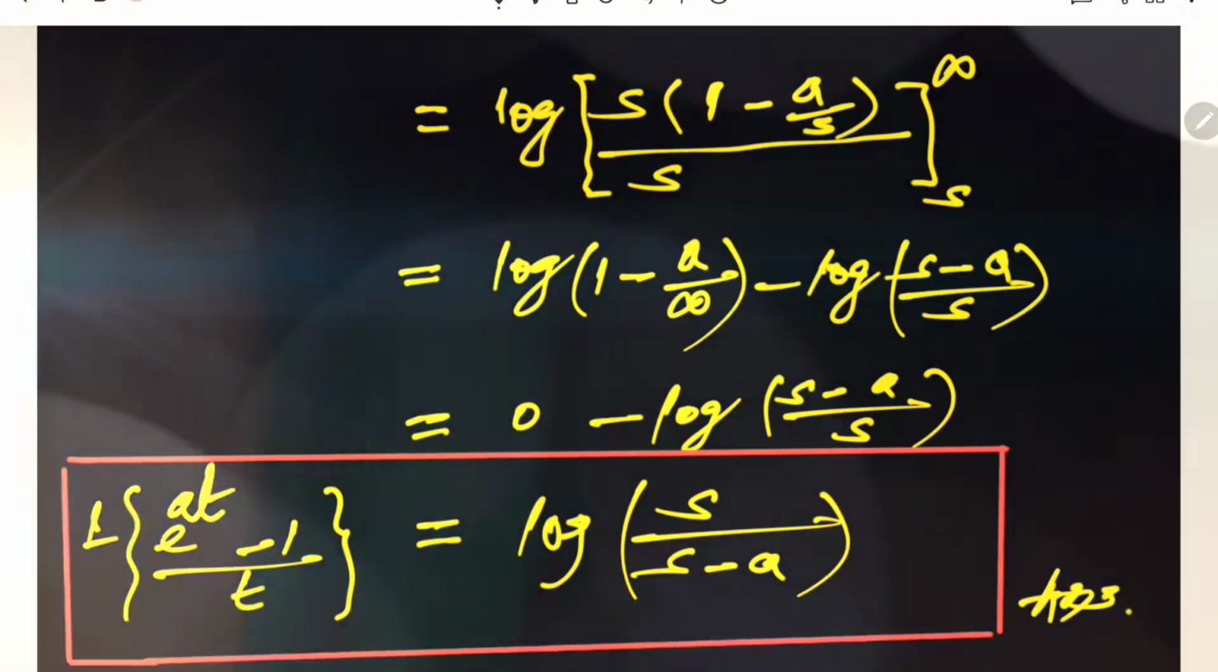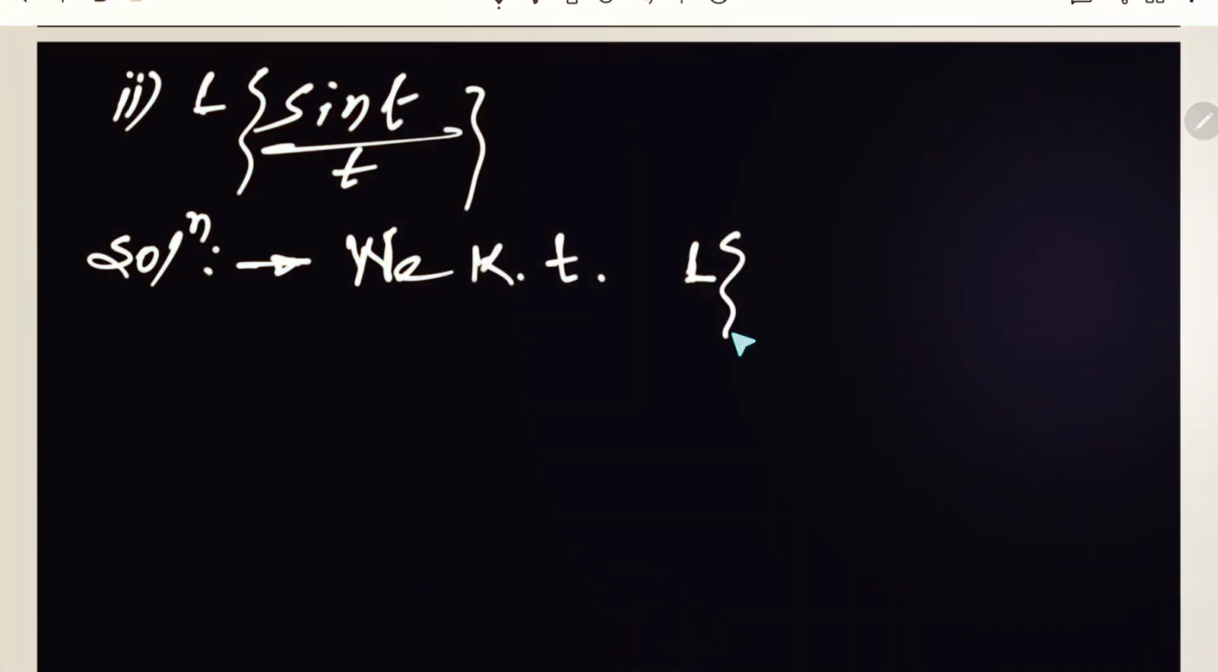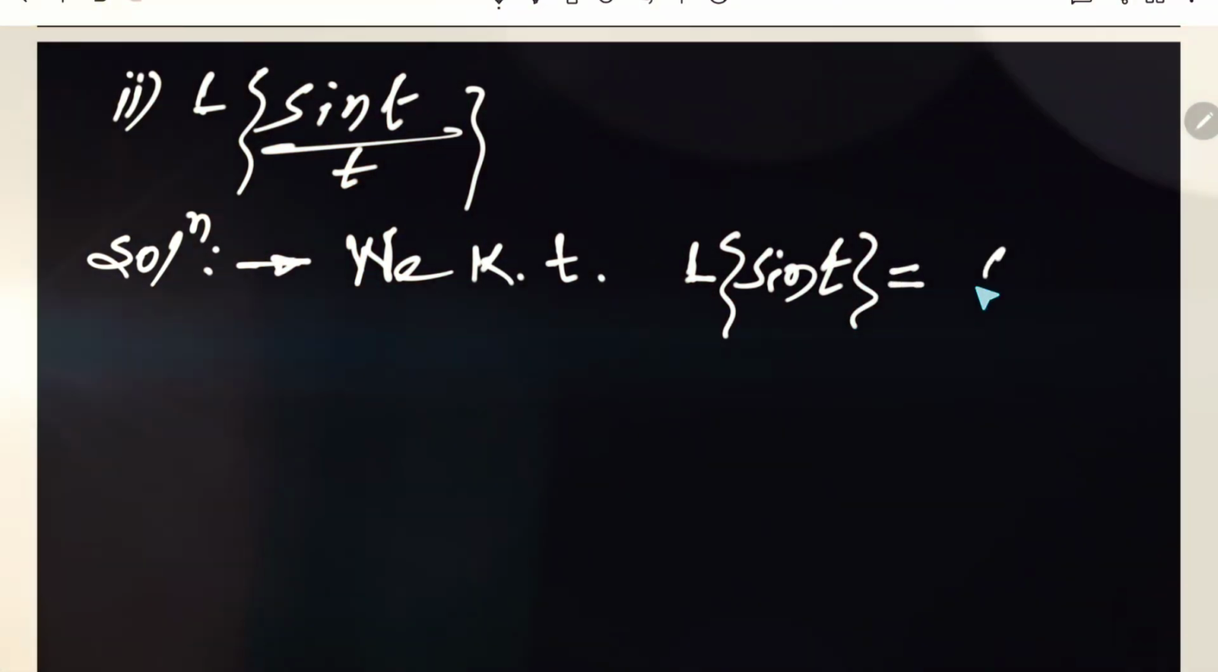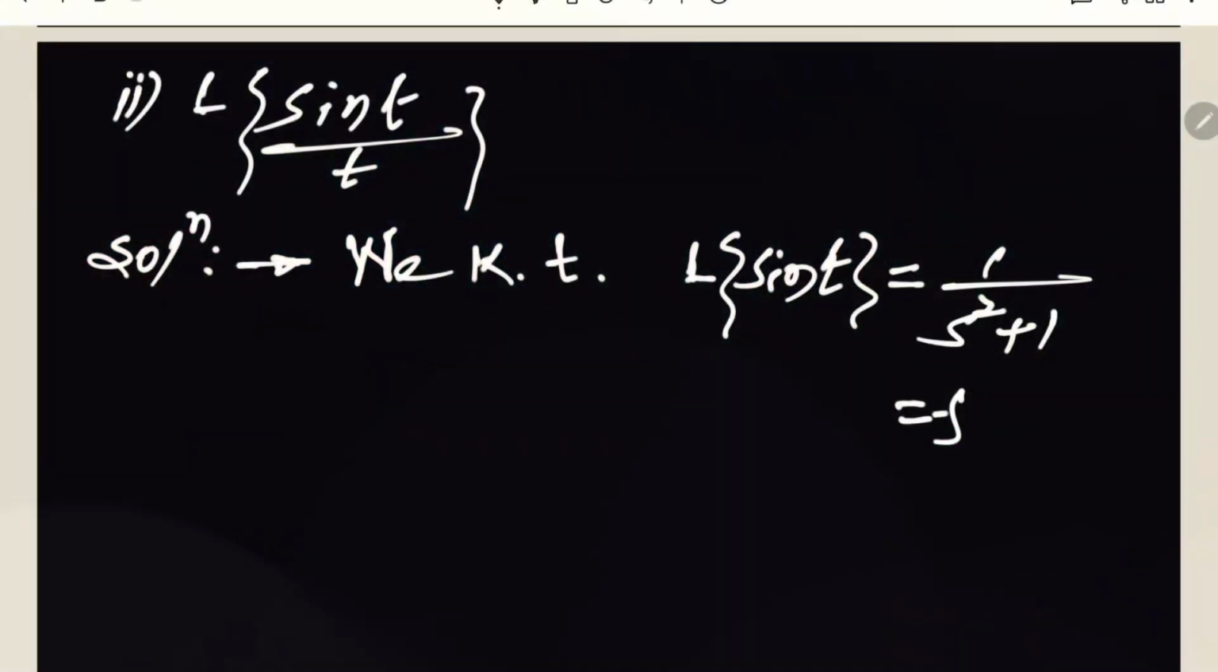Very simple. Then we go for the second example: find the Laplace of sin t by t. Again, a very important example. We require this as a standard result when we go for the study of Fourier transform. Here the function is sin t, whose Laplace is known. Laplace of sin t, with a equal to 1, is 1 upon s square plus 1. We call this f bar of s.